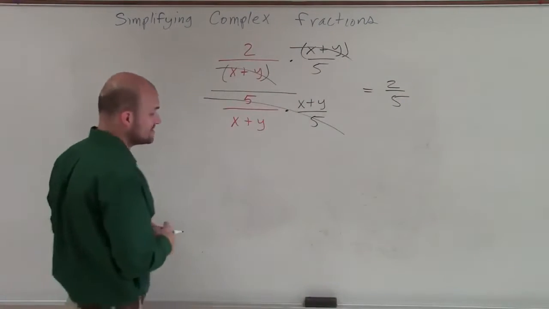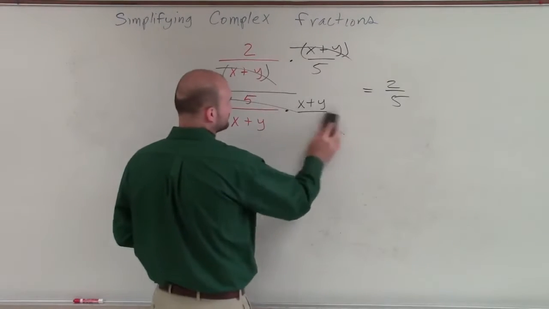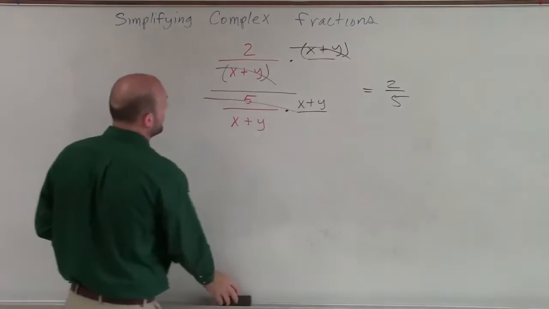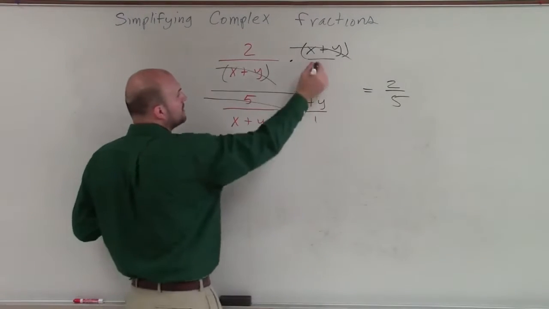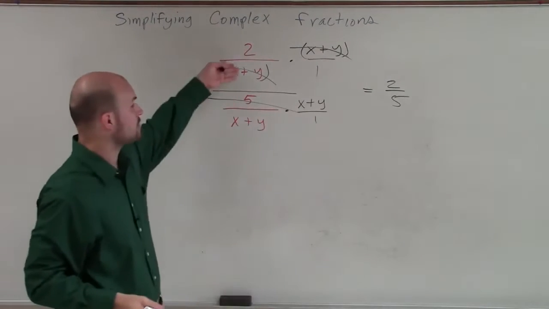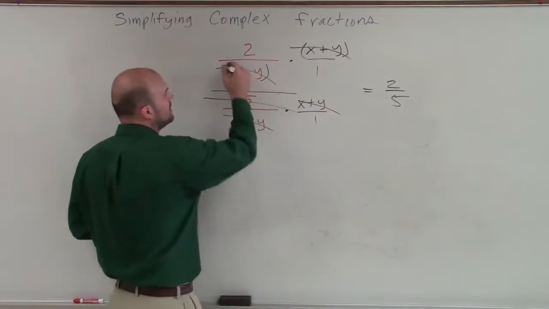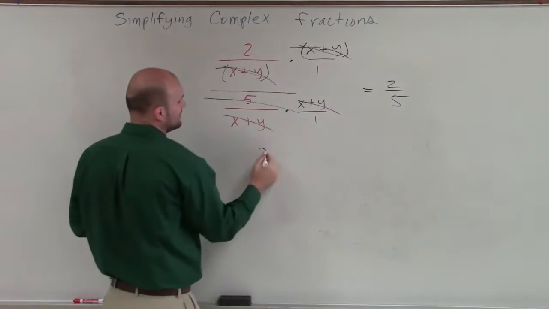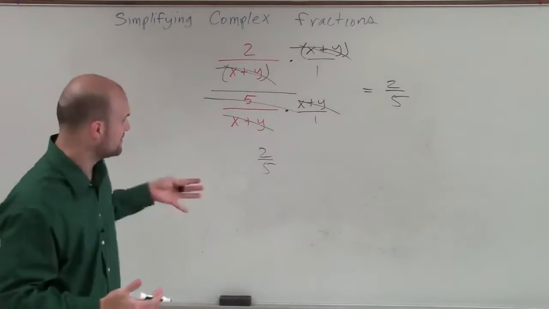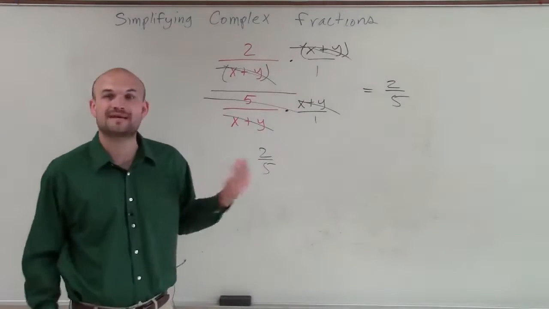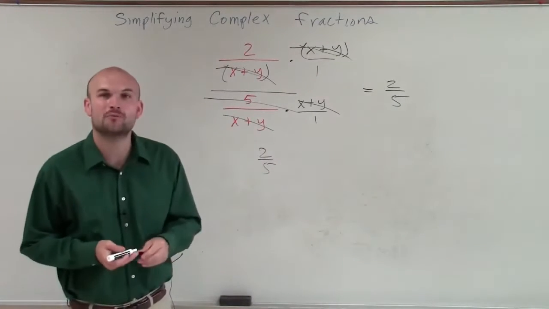Another way we could do this is you don't even need to multiply by the reciprocal. If I just multiply by x plus y over 1, because that's the LCD of our numerator and of our denominator, that's going to divide out to 1, and that will still divide out to 1, leaving us with 2/5. So there's a couple ways that you can go through it. We still have a fraction, but it's not a complex fraction. Therefore, that's going to be our final answer, 2/5. Hope you enjoyed. Thanks.